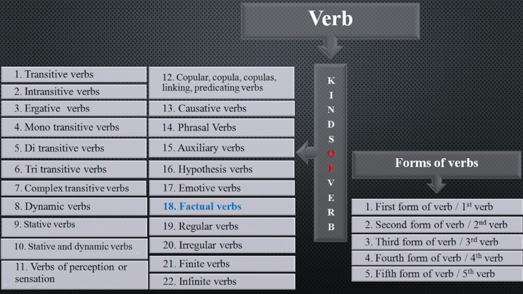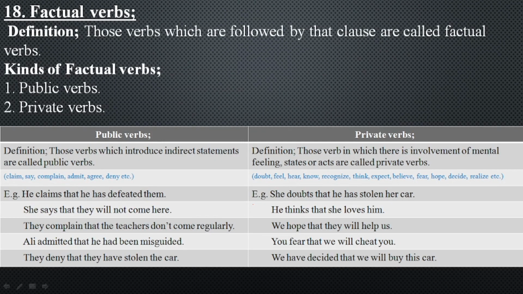We have talked about the 17 kinds of verbs. Today we will discuss the 18th one. It is known as the factual verbs. The definition of factual verbs we will discuss now. Those verbs which are followed by that clause are called factual verbs.